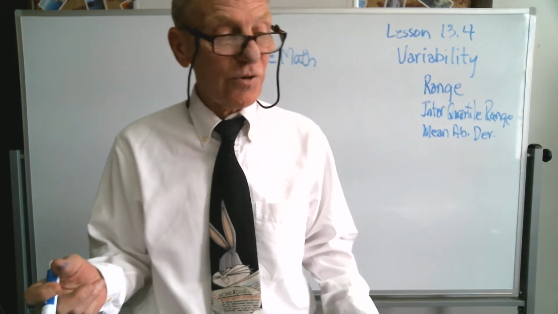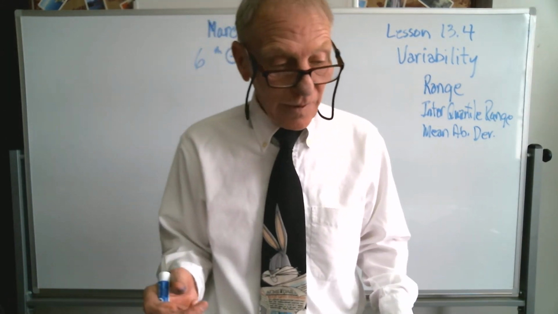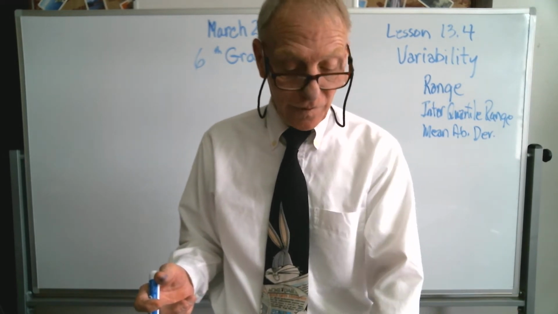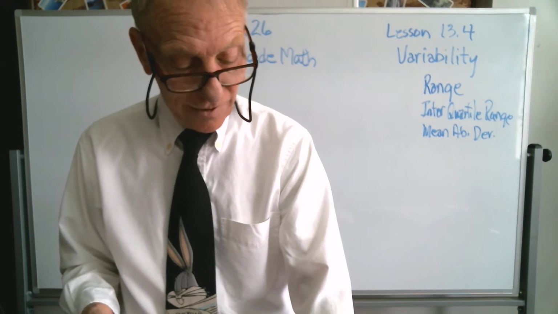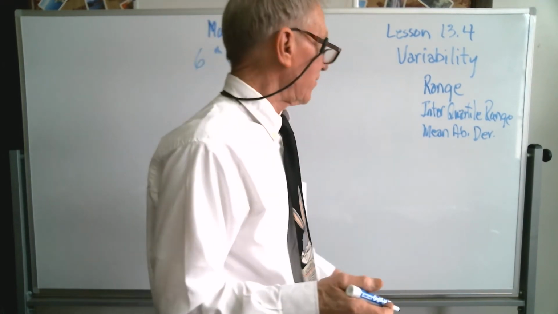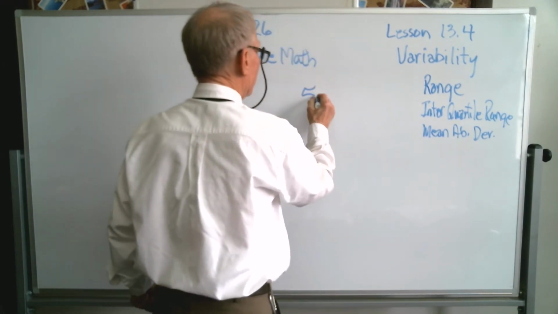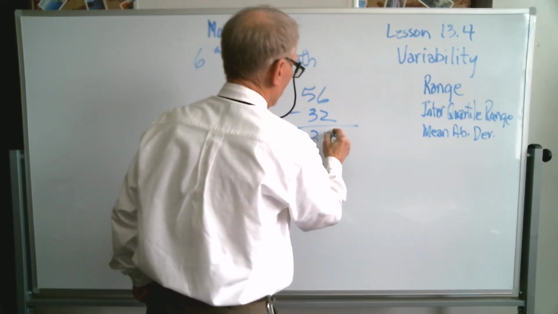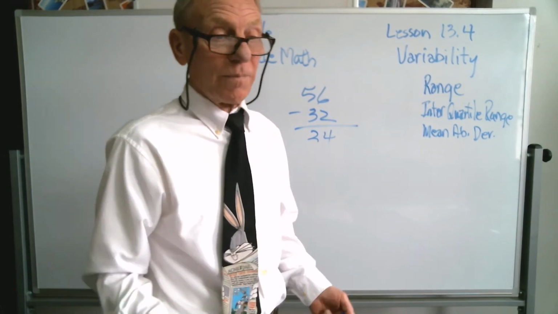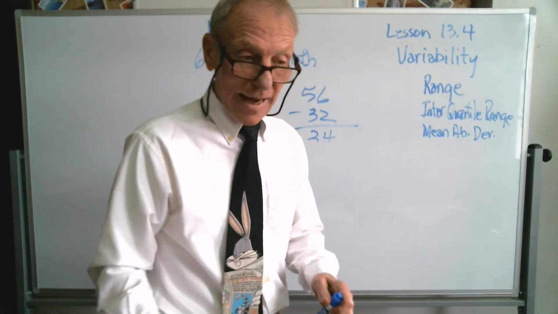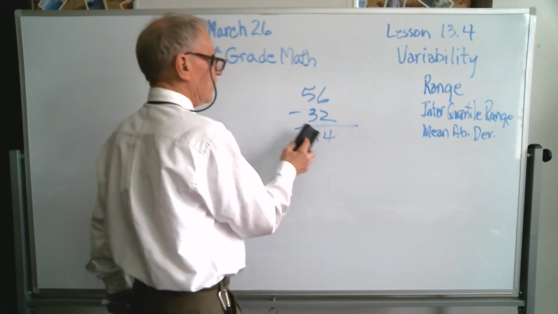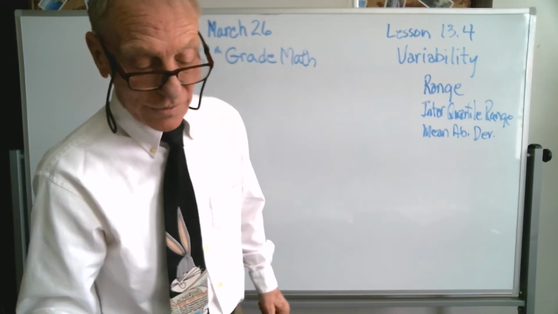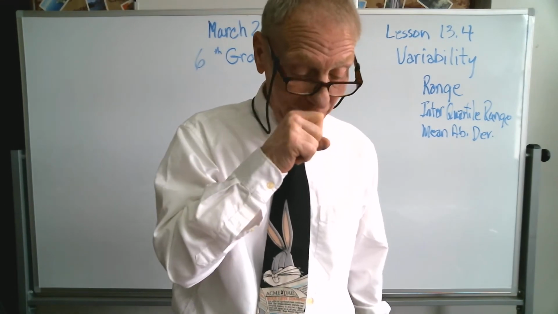And so what's the first question they ask you? Looking at that, what is the range of the data? Well, the lowest data is 32, the greatest is 56. So all you're going to do is take 56, subtract 32 from it. So your range is 24. Everybody got that? You just subtract the lowest from the highest, and that gives you the range.